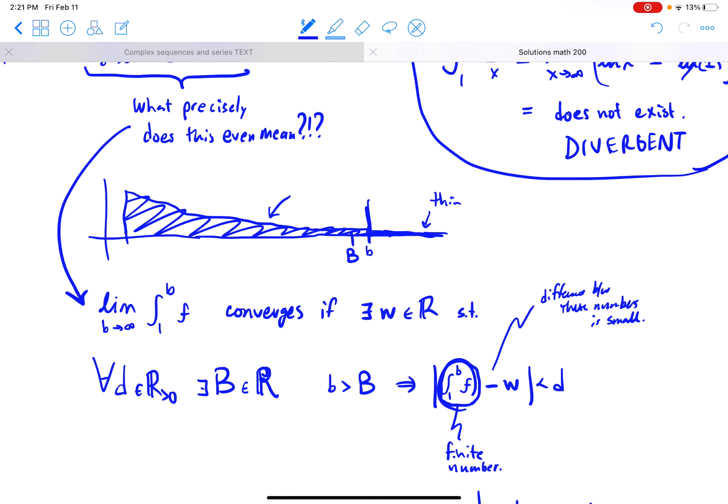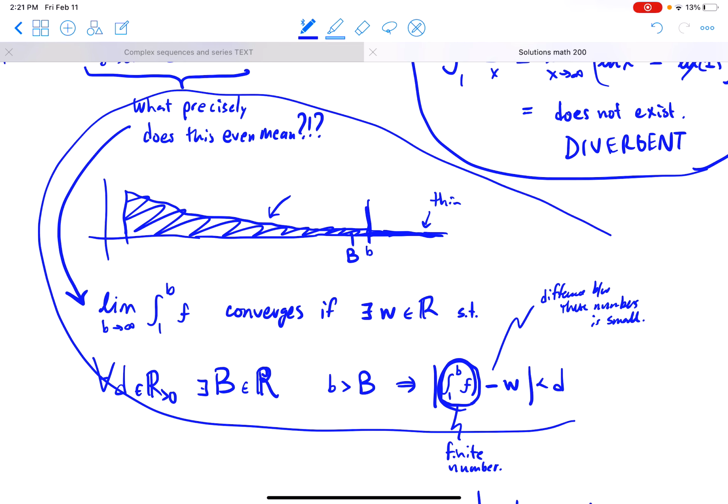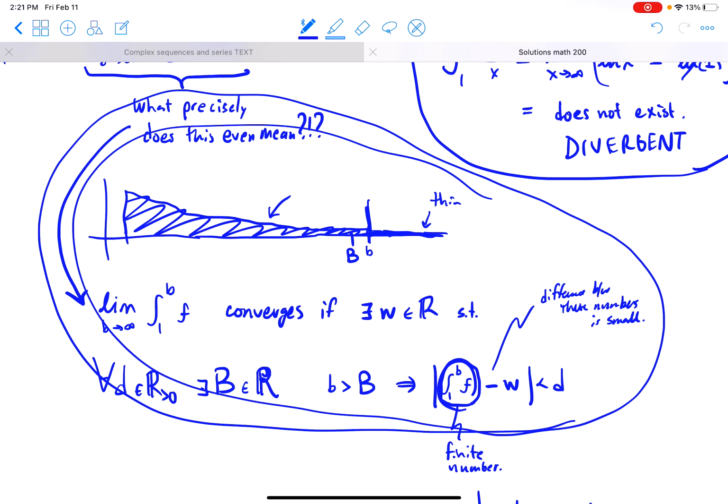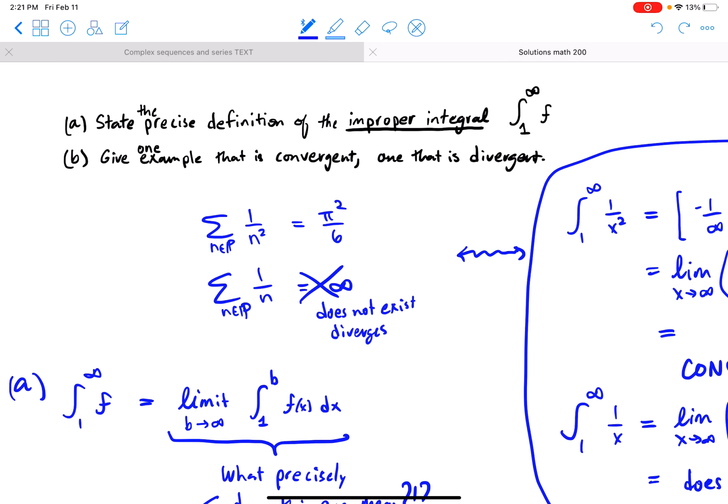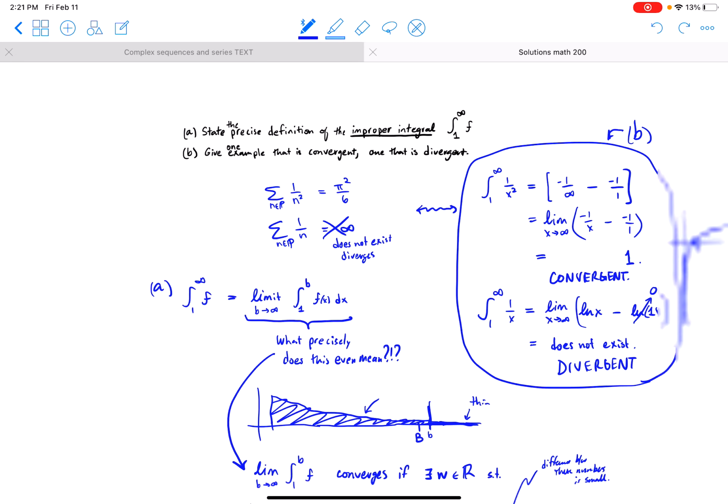To understand what they mean, you could fill in pictures and explain it to me. You should be able to do that. But it doesn't really ask you, it just asks you for the precise definition. Okay, so that's part A.